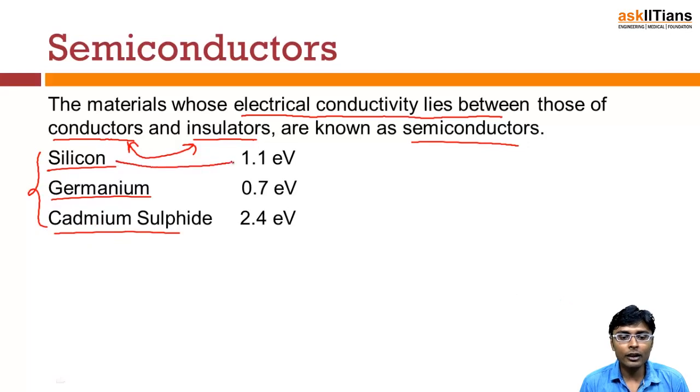Silicon has an energy band gap of 1.1 electron volt. Now what is the energy band gap, or energy gap? All this we will discuss in the coming slides, so till then just wait. Next, germanium has an energy band gap of 0.7 electron volt. Cadmium sulfate has an energy band gap of 2.4 electron volt. So we can see from here that germanium has the least energy band gap and cadmium sulfate has the maximum energy band gap.